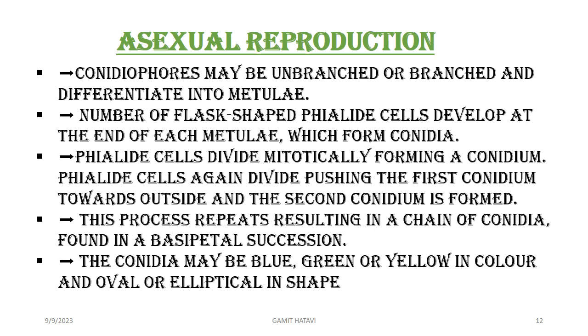These cells again divide, pushing the first conidium towards the outside, and the second conidium is formed. This process repeats, resulting in a chain of conidia found in basipetal succession. The conidia may be blue, green or yellow in color and oval or elliptical in shape.